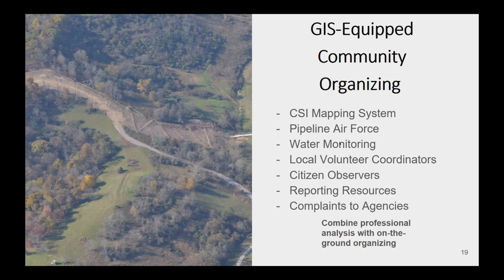We brought folks in from different backgrounds and skill levels and had to train them on our GIS, the CSI mapping system, on aerial imagery acquisition and interpretation, on water quality monitoring, and primarily on what to look out for out there and how to submit those observations to us so that we could then turn them into complaints to agencies. Our main goal was to put this professional analysis, couple that with grassroots organizing, and do so effectively.